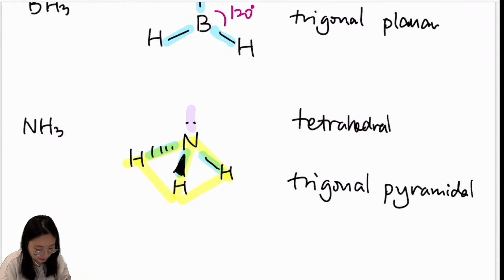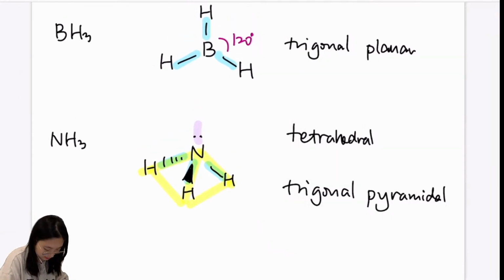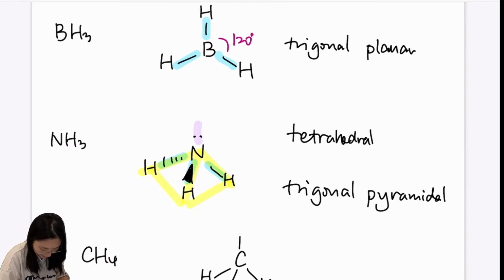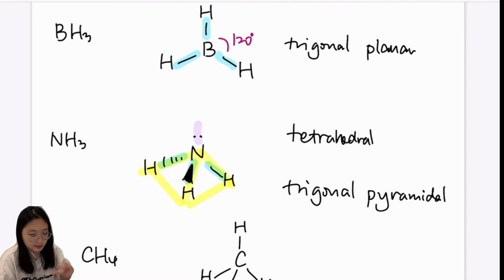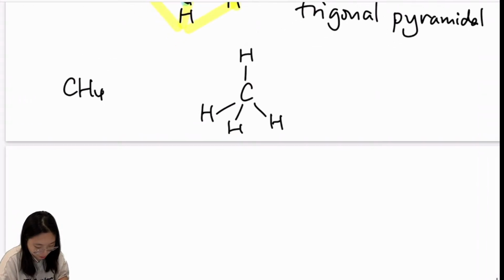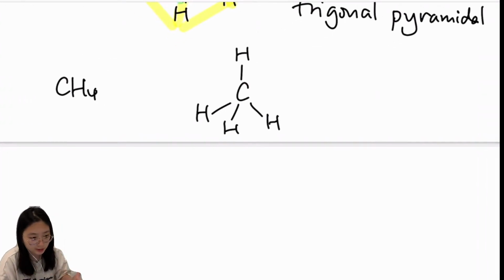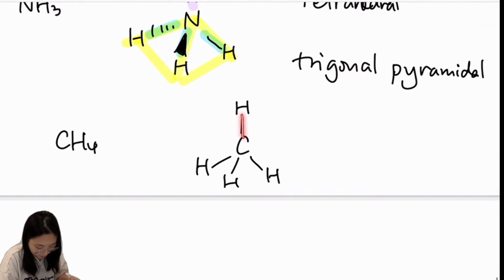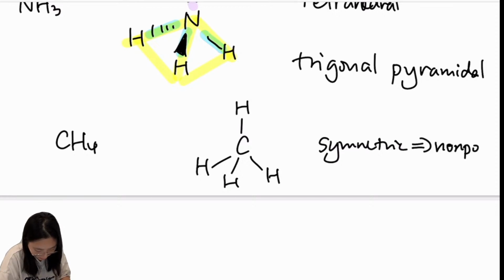For example, for tetrahedral structures such as CH4, it's 1, 2, 3, a tripod with 3 legs, and then 1 stake upward. So CH4 is perfectly symmetric. It has this tetrahedral structure, which is three-dimensionally symmetric, and each of the bonds is equal. So this is perfectly symmetric. And symmetric means that this is a nonpolar molecule.